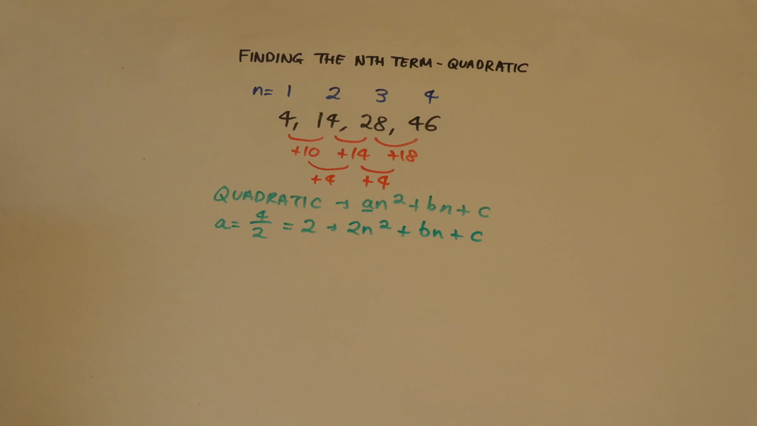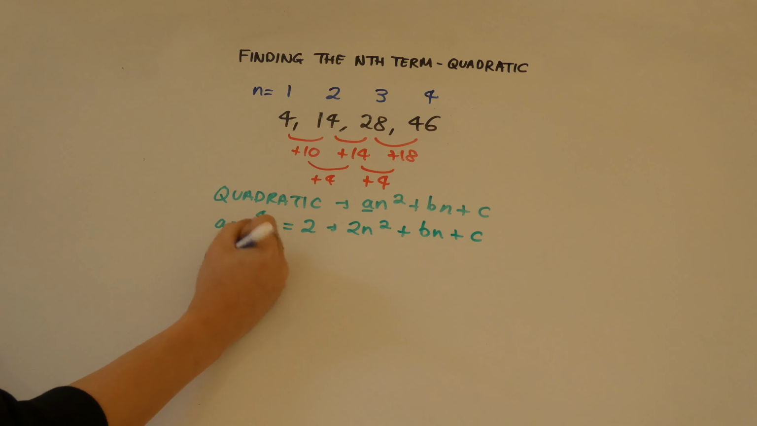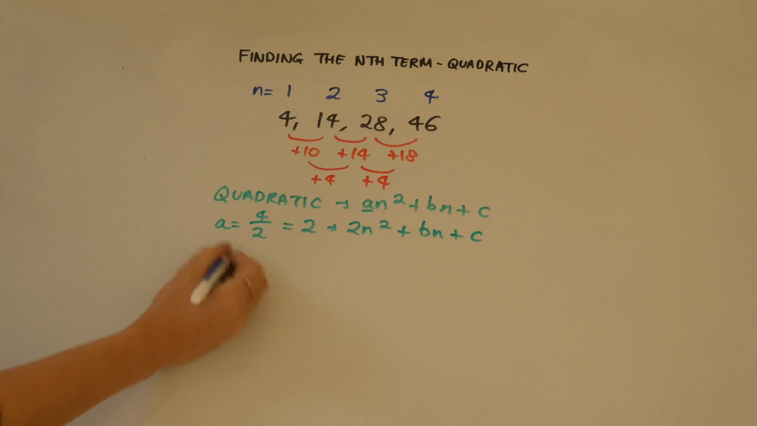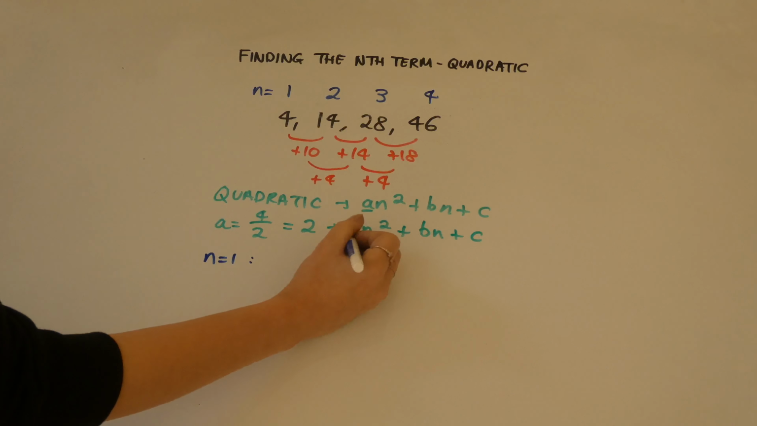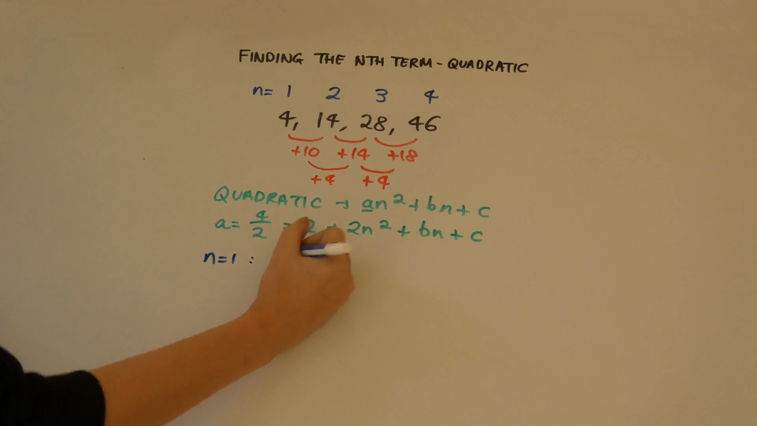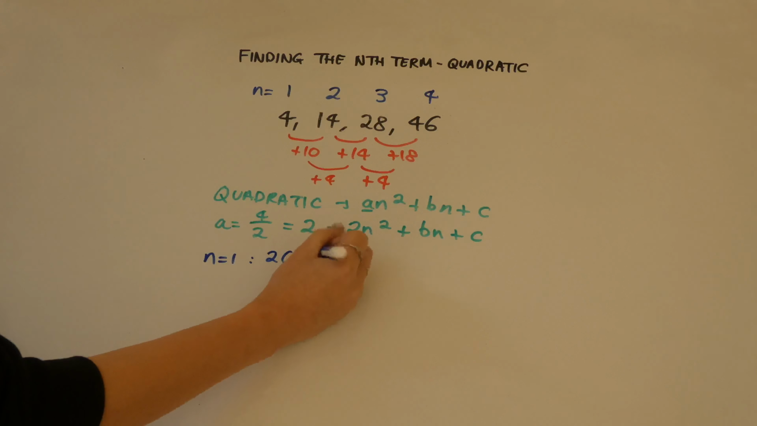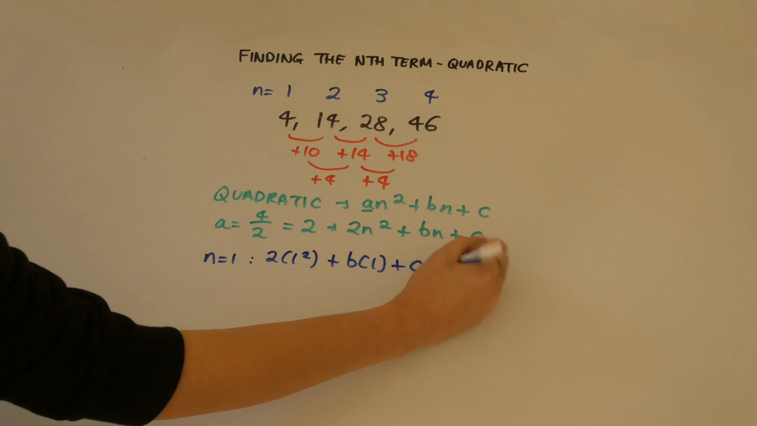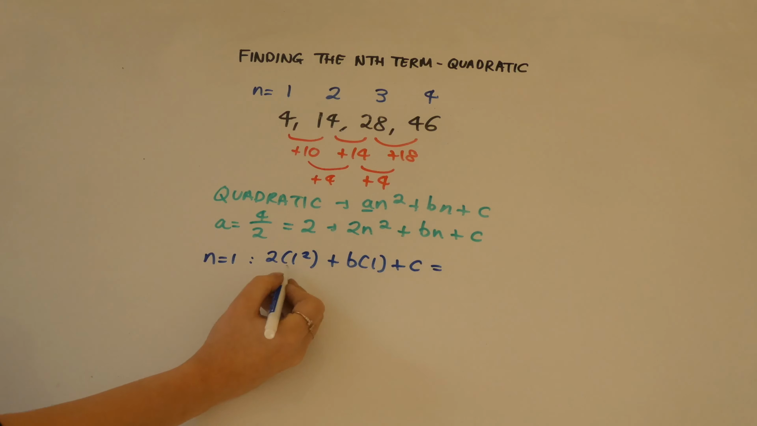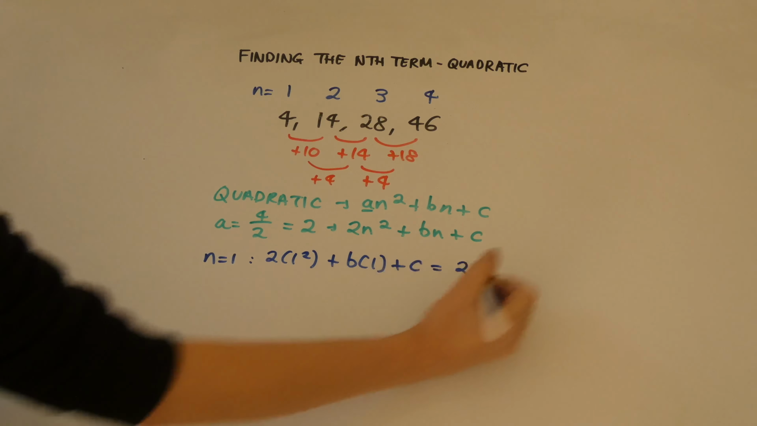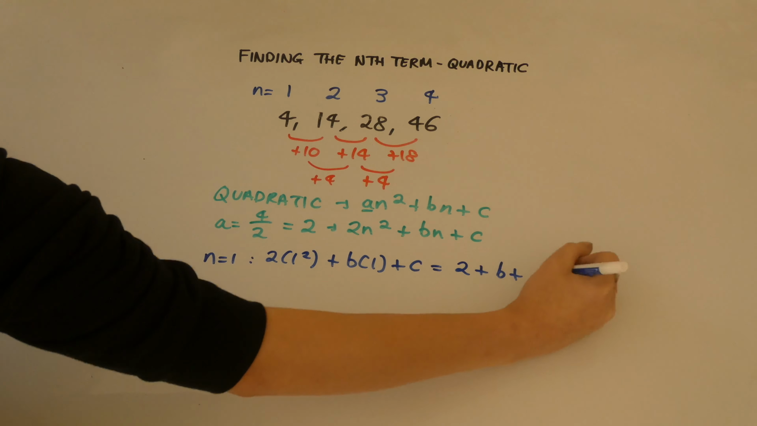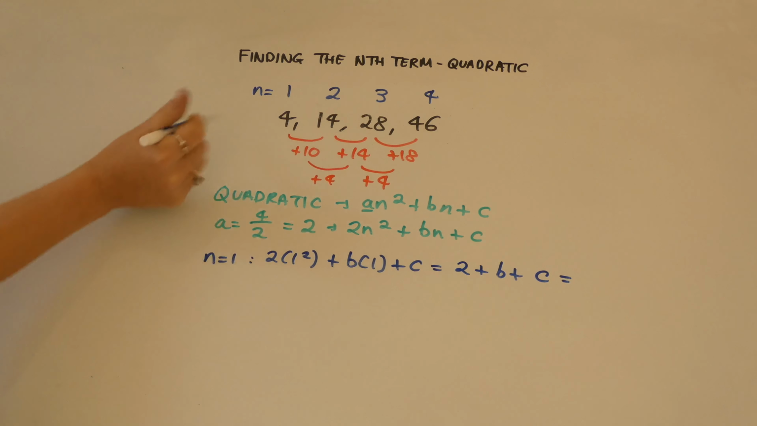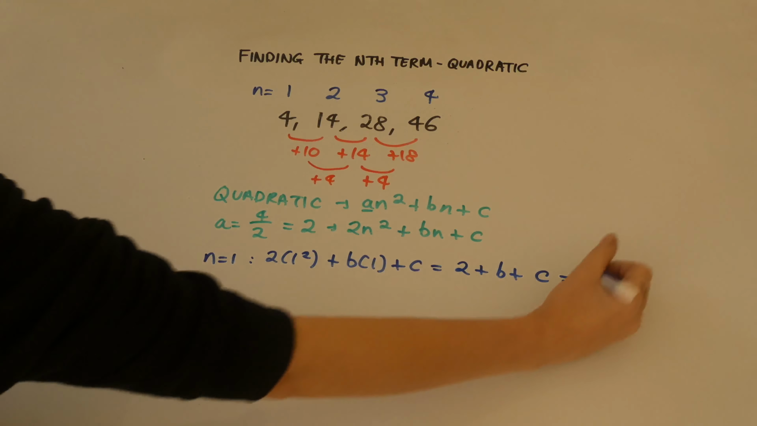Our first step to doing that is to write out what this quadratic equation would be when n equals 1. So we're just going to input 1 into n here. We're going to get 2 times 1 squared plus b times 1 plus c. Now 2 times 1 squared is just 2, b times 1 is just b, and then we've got plus c, and that equals whatever our first term is, which is 4.